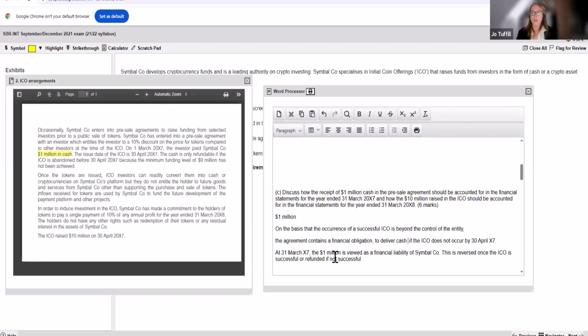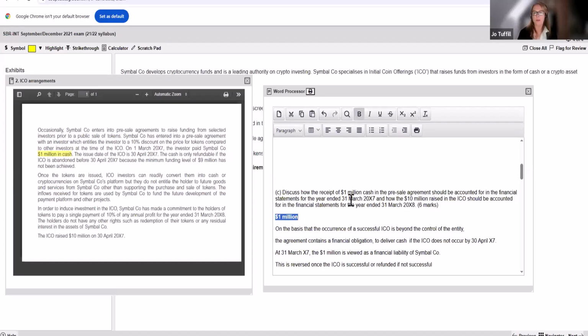At the 31st of March, however, the 1 million is viewed as a financial liability symbol, and this is reversed if the ICO is successful or refunded if not successful. So they've said it's a financial obligation. I described it as a provision. Both of my answers will be perfect. Okay. So financial obligation, you could have argued it might be an equity, not really equity because you don't need to repay it, or it could be a provision. So either way, the answers would have been okay. So that's the model answer.